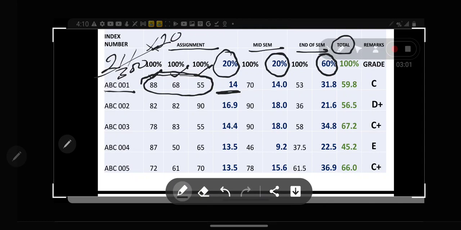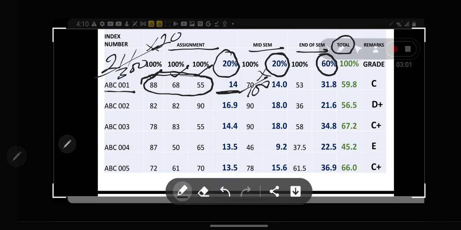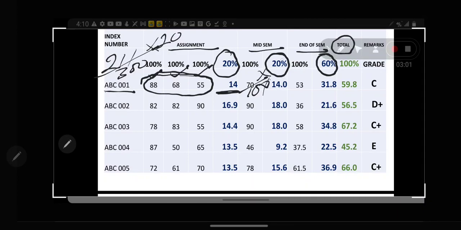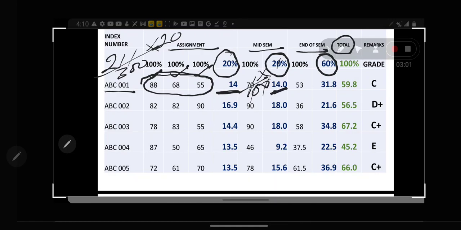Then when you come to the mid-sem, it's also over 100. The person scored 70 over 100 times 20. In that one too, the person got 14. So this 0 will cancel this 0, 7 times 2 is 14. And that's how the person got this 14.